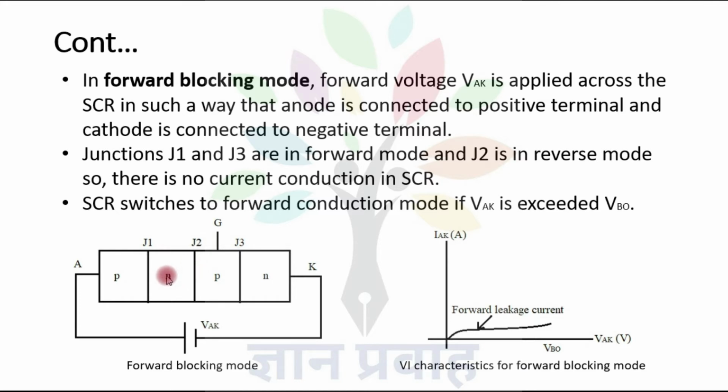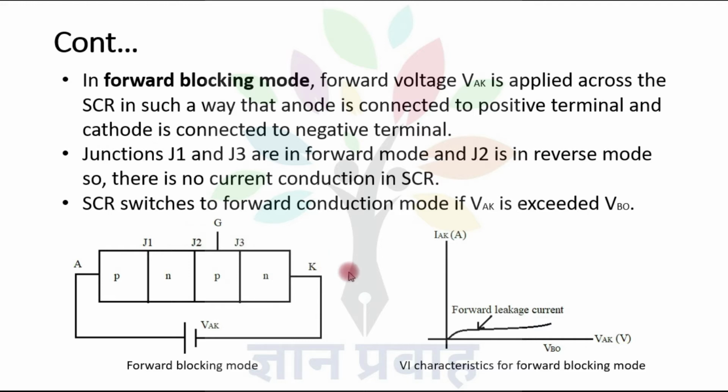Because N is connected close to P side material and P side is connected close to N type material. That's why J2 is in reverse wise. What small current is present here? It is because of minority charge carrier movement.